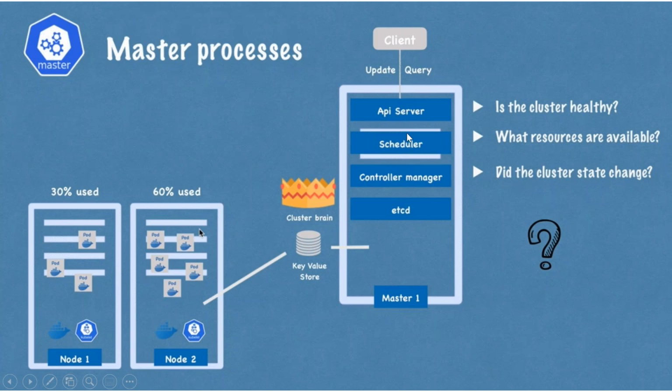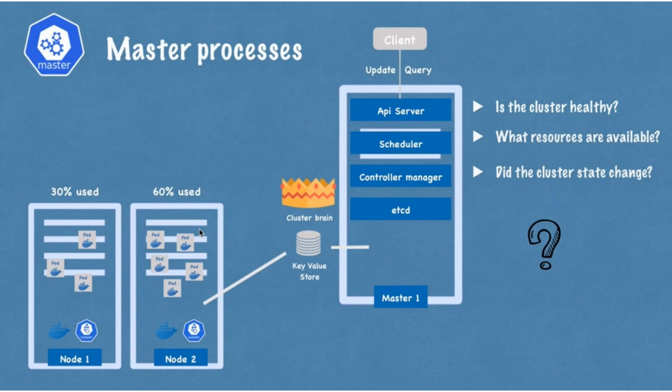It is very, very important to understand who is doing what and what they actually stand for. Okay. So as a client, you may update or run a query to the Kubernetes cluster. So this request, whatever you are putting on the master machine, will go to the API server.